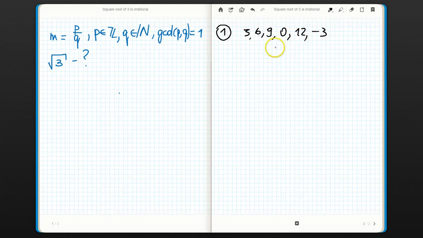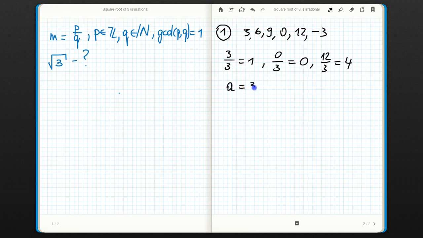So these numbers are multiples of 3. It means if you divide such a number by 3, you have no remainder. So 3 over 3 gives you 1, 0 over 3 gives you 0, 12 over 3 gives you 4, no remainder. I can write every single number on this list as 3 times k. A number is divisible by 3 if I can write it as 3 times k for some integer k.